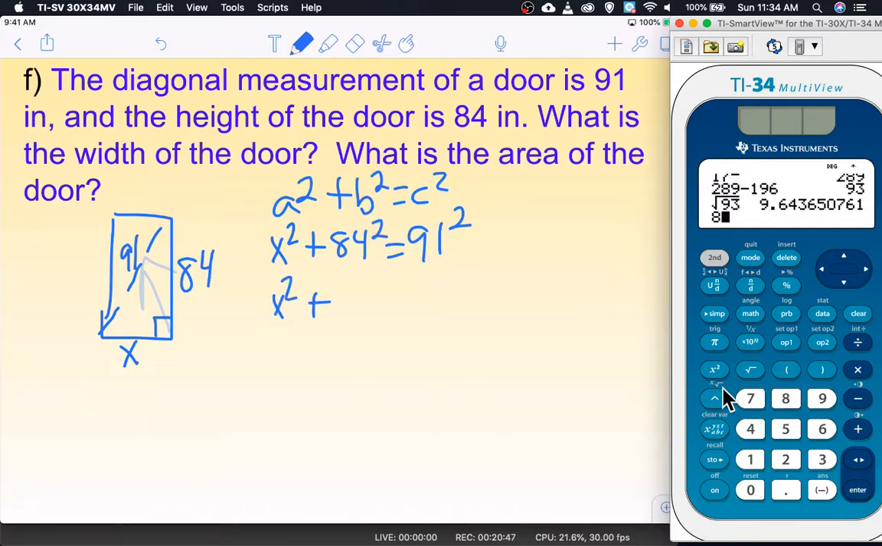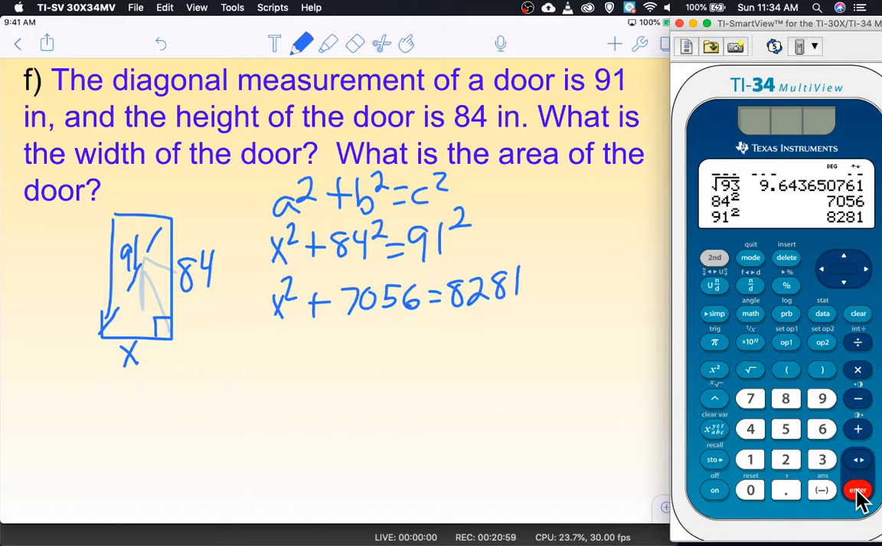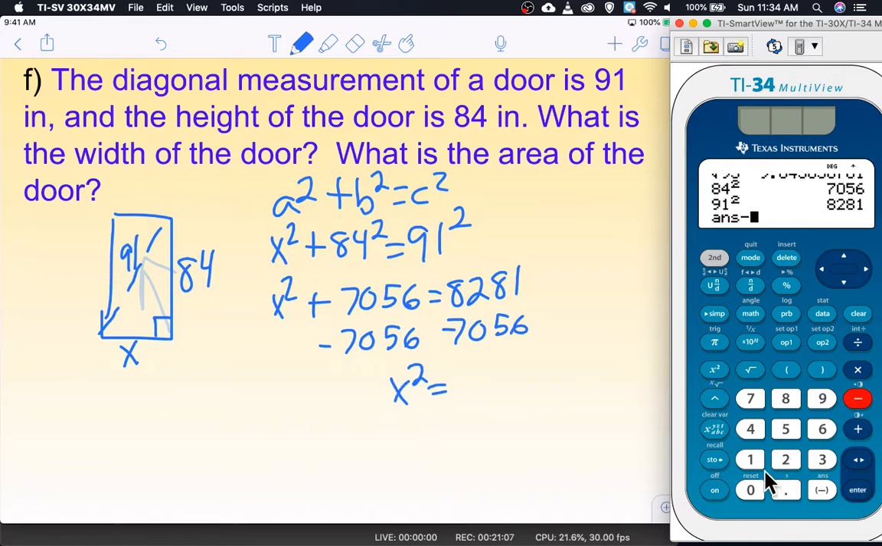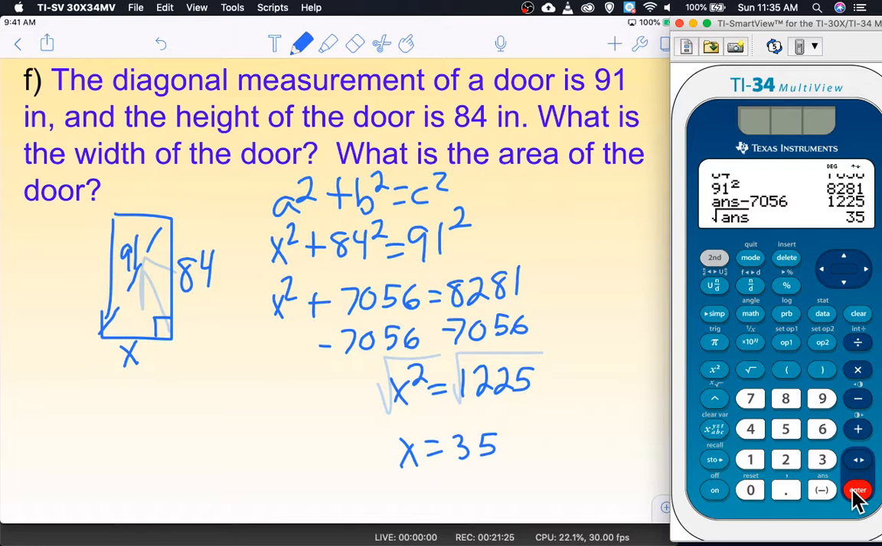There's no way I know what 84 squared is. Something big. 7,056. And then 91 squared is 8,281. When I subtract the 7,056 from both sides to solve the equation, we get 1,225. That number looks familiar in my brain. I think that's going to give us a nice, pretty, perfect answer. When I square root that, I get 35. So this door is 35 inches wide.